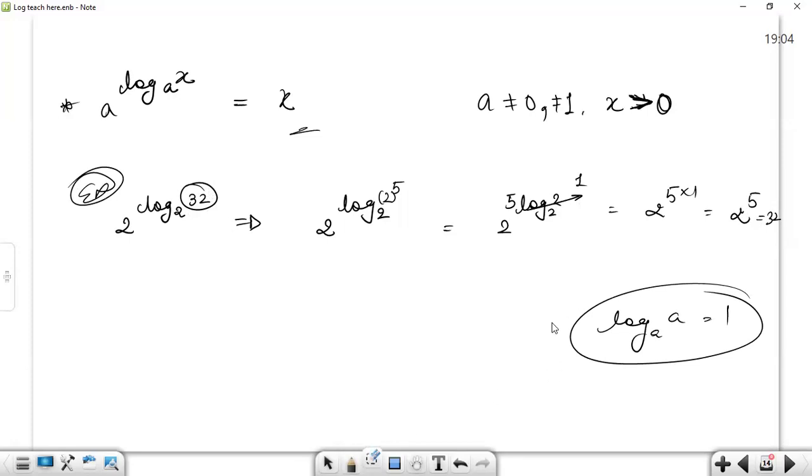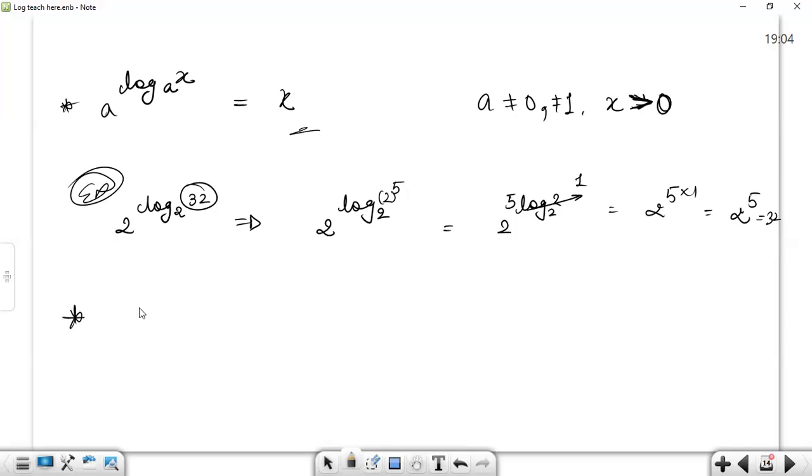There's one more property. A raised to power logarithm of x to the base b. It is saying that we can exchange the position of a and x. It can be written like this. So this is exactly what it was saying, that we exchange the positions. Let me explain it.